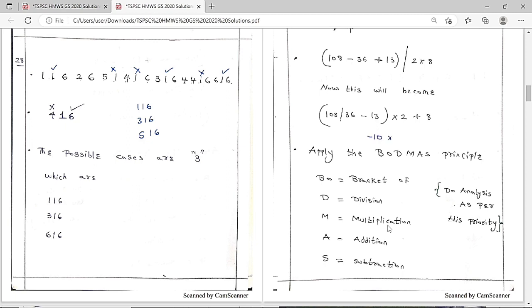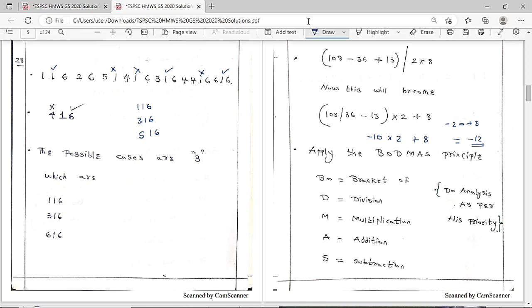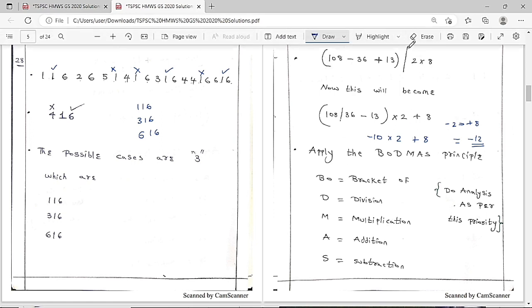So now minus 10 into 2 plus 8. Out of multiplication and addition, which has the highest priority? Multiplication has the highest priority. Therefore, minus 10 into 2 is minus 20, plus 8, which is equal to minus 12. So this is the correct solution of this question. Always do it as per this process only. As I already told you, you have to always follow this principle to solve this type of question.